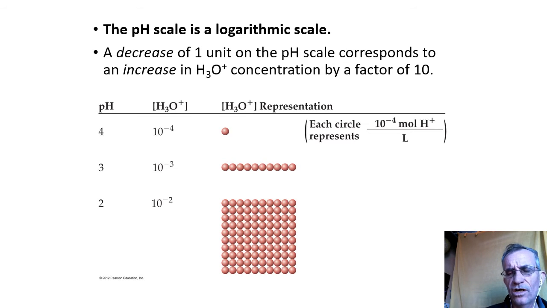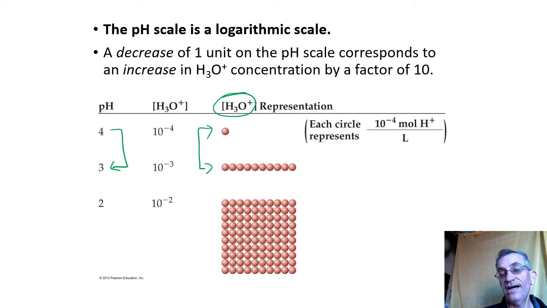Every time you go from, let's say, a pH of 4 to 3, that's not just getting a little bit more acidic. Remember, the lower the number, the more acidic you are. It's actually getting way more acidic. So if you go from 4 to 3, you're actually becoming 10 times as acidic. There's 10 times as much hydronium. So the amount of hydronium goes up by a factor of 10.